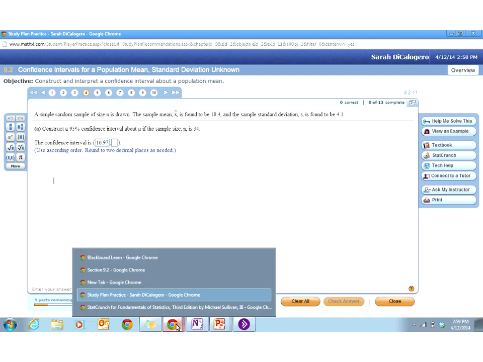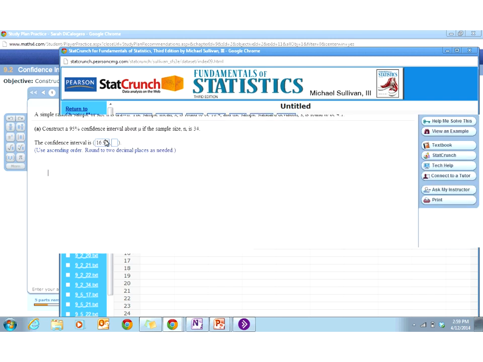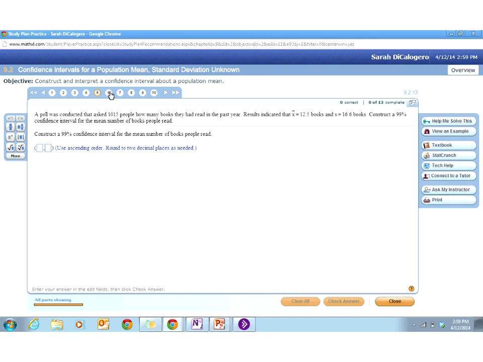And the upper limit, Control-C and Control-V that in. All right. I don't want to do that problem. I want to show you one where they give you the data.